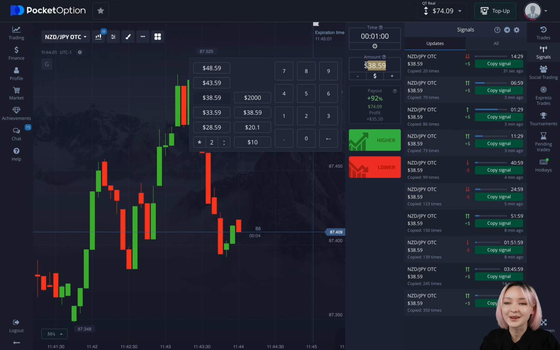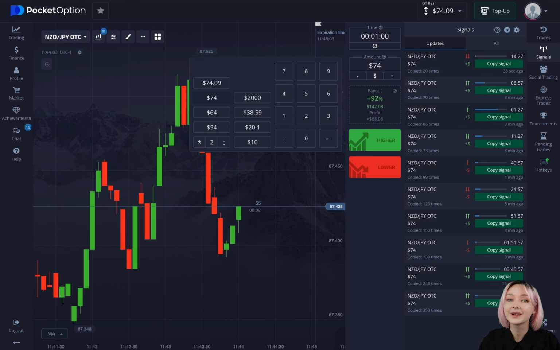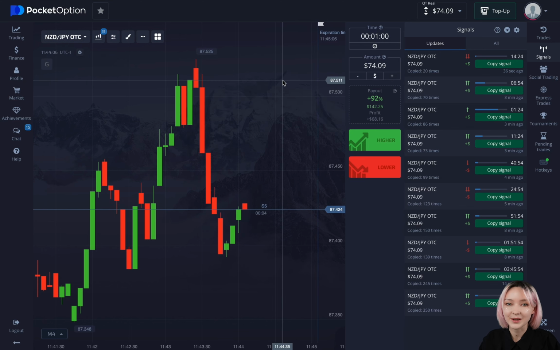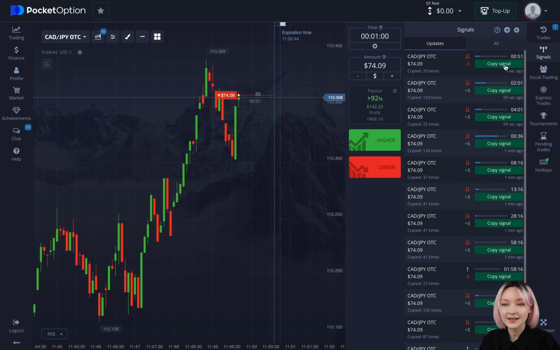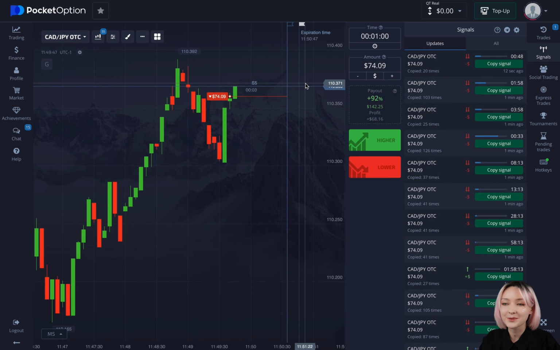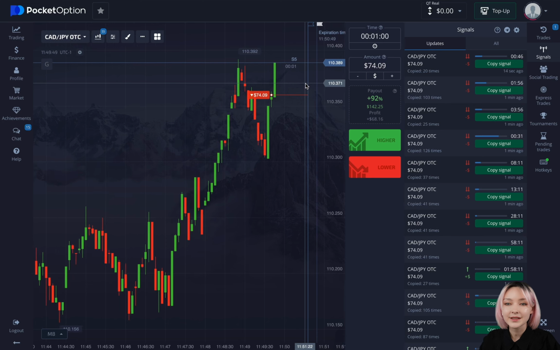One more trade and our account balance will have been increased over 10 times. Let's go. This signal appeared 7 seconds ago. We're copying the deal right away. 50 seconds are left till its expiration.